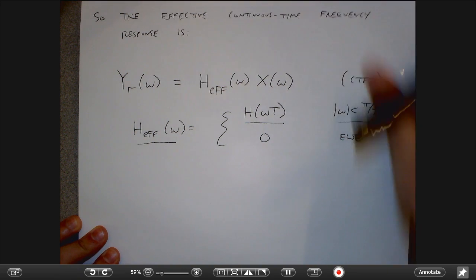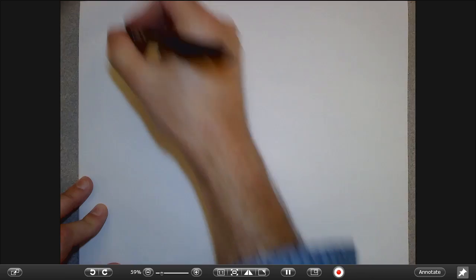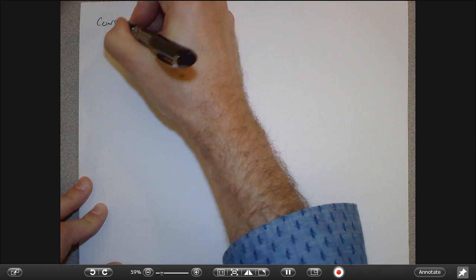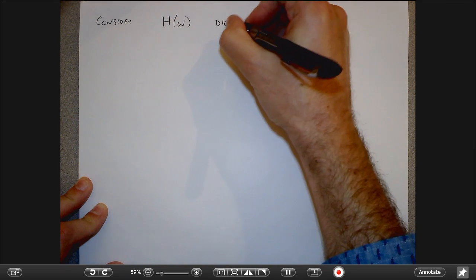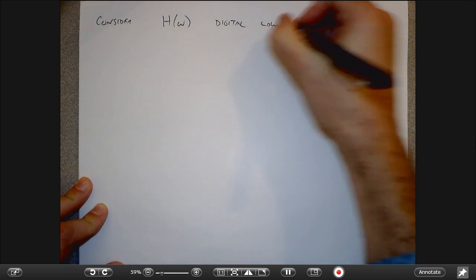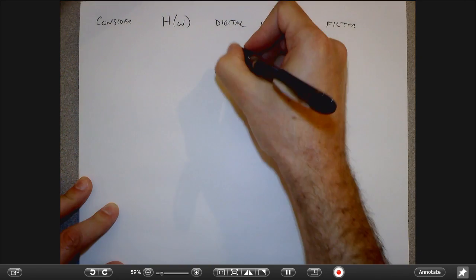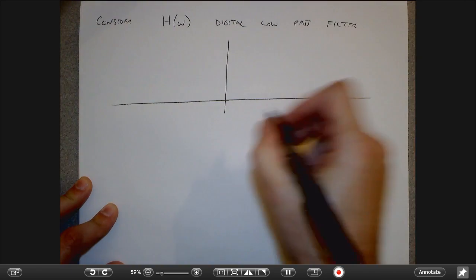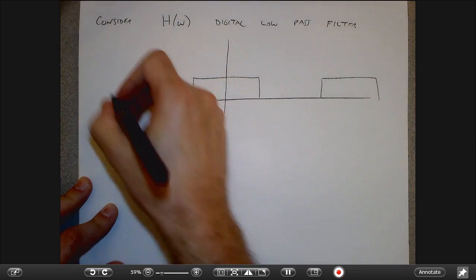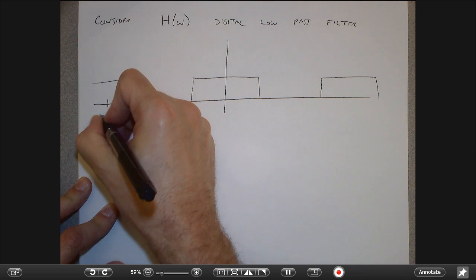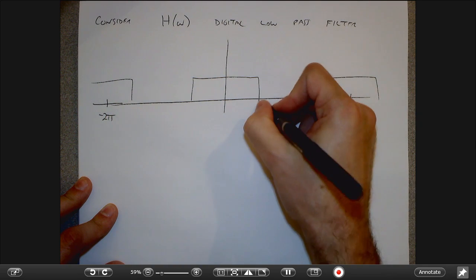I think this is actually a picture that I drew last time. So consider H of omega as a digital low-pass filter. That means that it is periodic in the frequency domain. The copies reoccur at multiples of 2 pi. And I have some sort of a cutoff frequency, omega c.